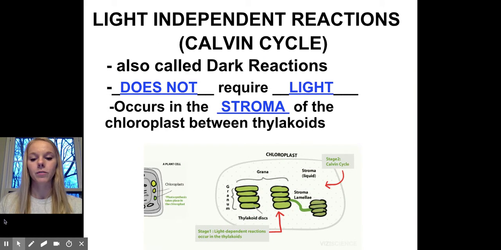The final step of photosynthesis is the light-independent reactions. This step has several names. It is also referred to as the Calvin cycle, named after the scientist who discovered it. And it can also be considered the dark reactions because sunlight is not needed for this step. The dark reactions occur in the stroma of the chloroplast between the thylakoids. Your sixth keyword is the.